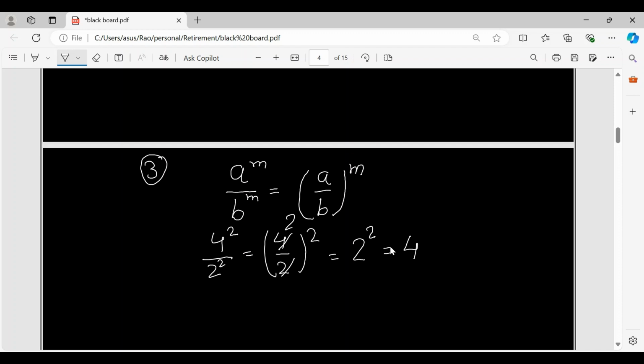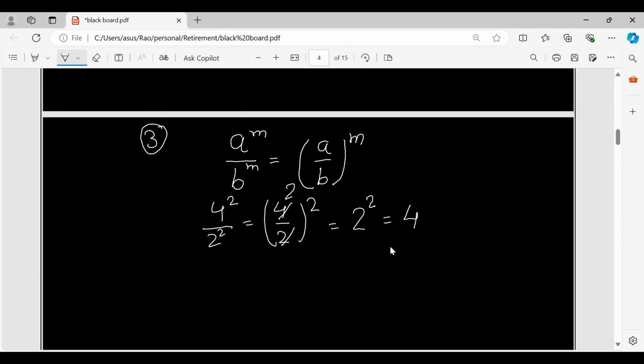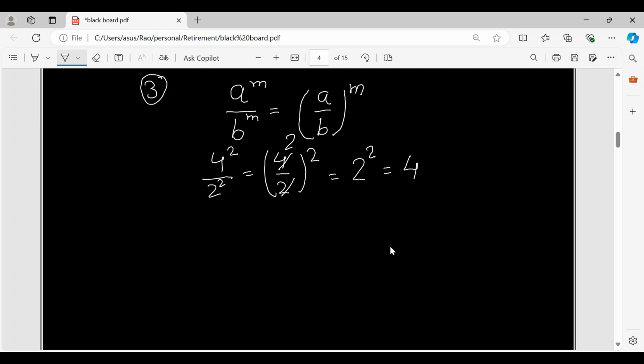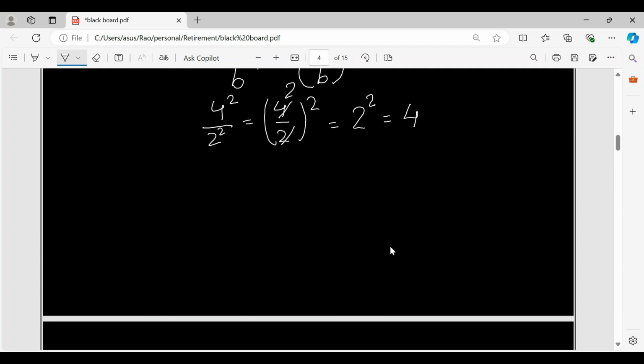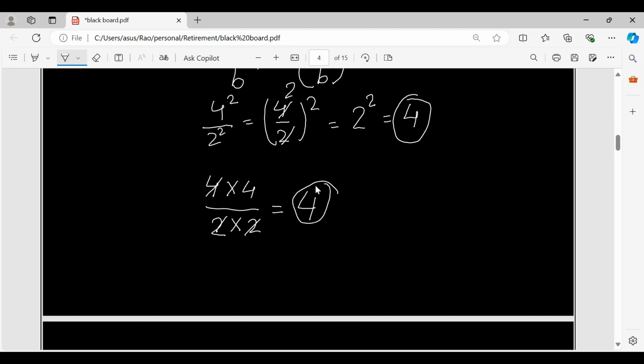Now we will solve that, and see if our answer is 4. So 4 squared means 4 into 4 divided by 2 into 2. So 2 into 2 is 4, and one 4 can be cancelled, and the result is 4. So our answers are the same, and our rule is true.